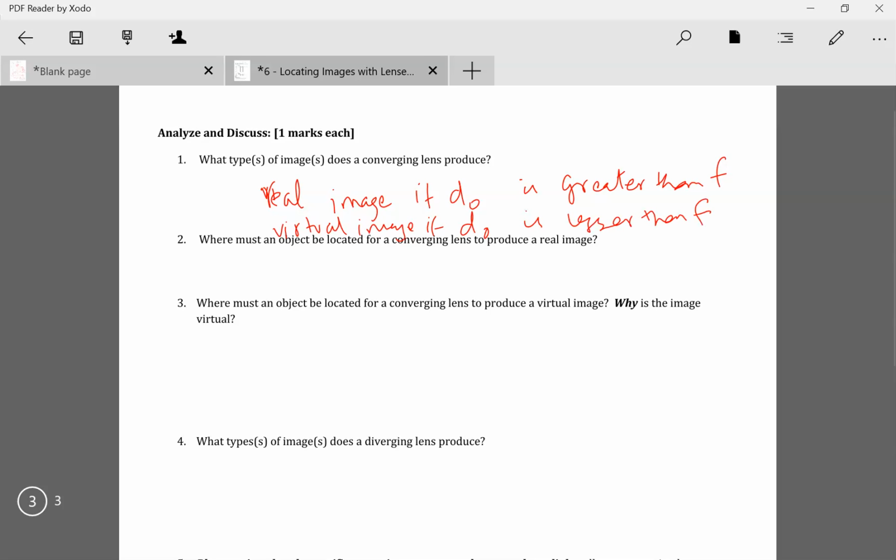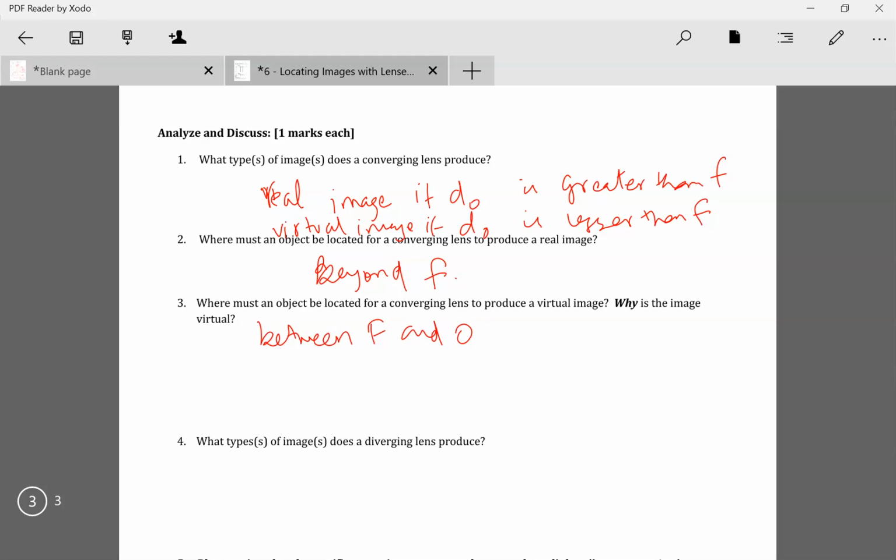Where must an object be located for a converging lens to produce a real image? It has to be located beyond f. For a virtual image, the object distance is lesser than f, so it must be located between the focal point and the optical center. And why is the image virtual?